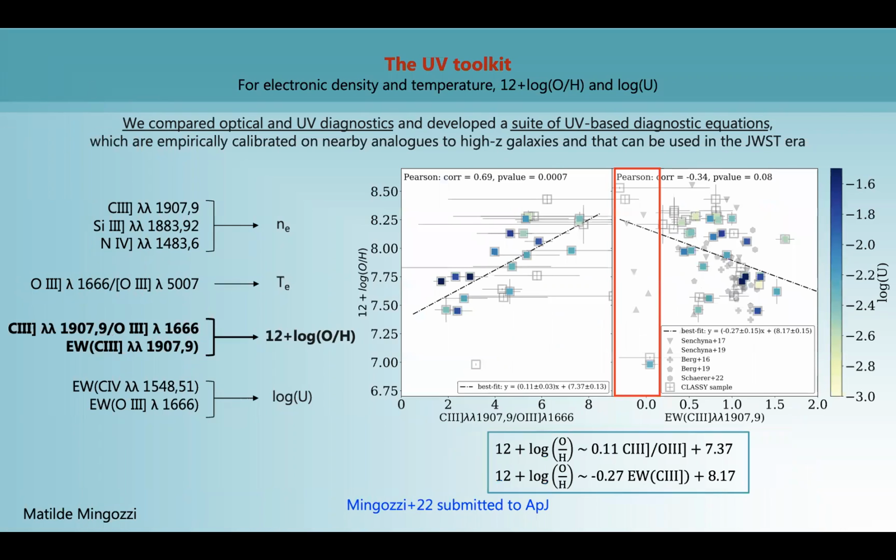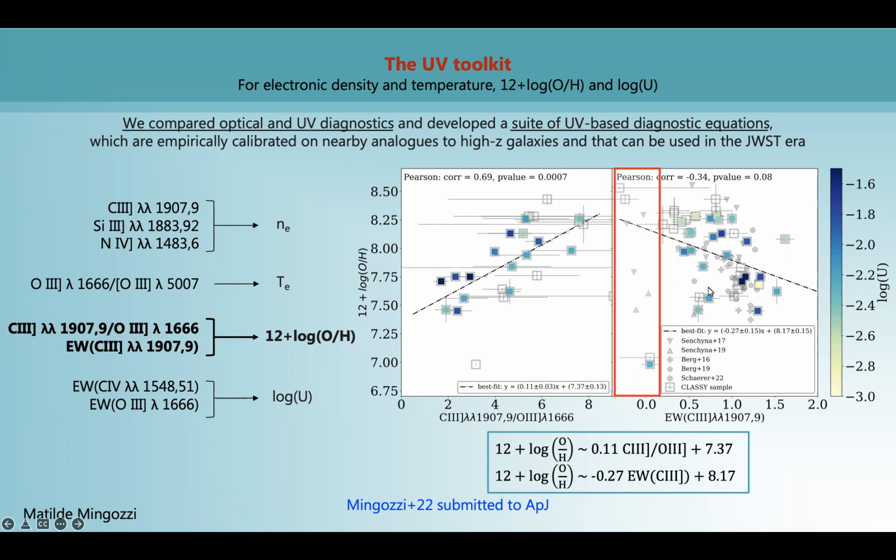But if you don't have an auroral line, we also found a very good correlation between the optical metallicity and the carbon 3 over oxygen 3 line ratio. That probably derives from the fact that the carbon to oxygen abundance is related to the oxygen to hydrogen abundance. So basically, in the paper that we have recently submitted to ApJ, we are providing this equation that you can use to estimate these properties.